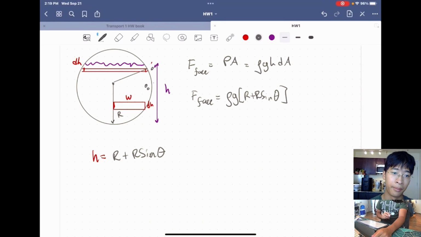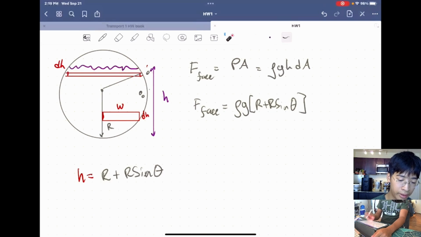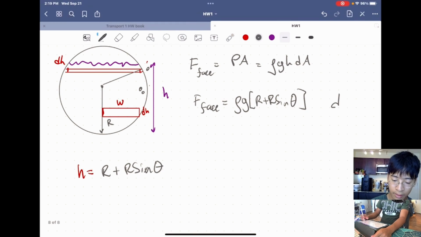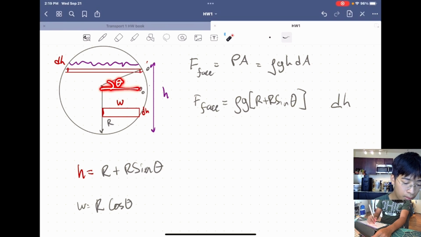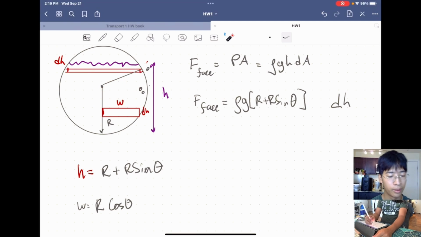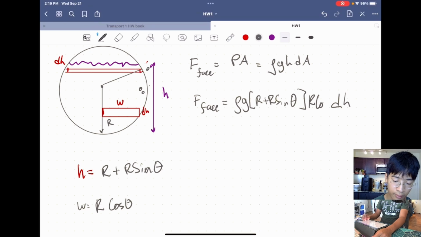How's differential area modeled? See this triangle right here. Once again we have dh, differential height, multiplied by width. What's width? Well, width is very simply r cosine theta, right? It's the adjacent leg to your theta. So easy peasy. This is r cosine theta. But we have this dh here.